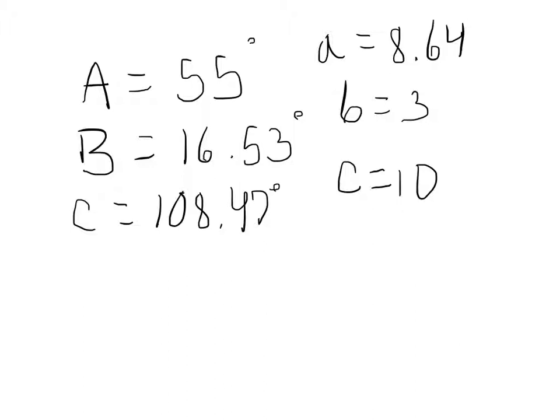So now we know that angle A equals 55 degrees, B we solved for 16.53 degrees, C was 108.47 degrees, side length A we solved for 8.64, B was given at 3, and C was given at 10. And that is how you solve a side-angle-side triangle with the law of cosines.